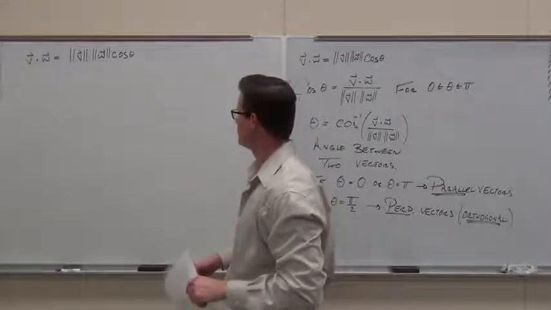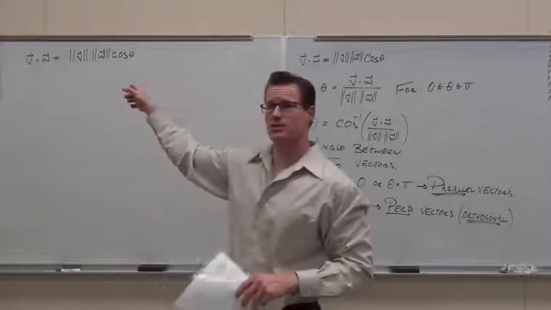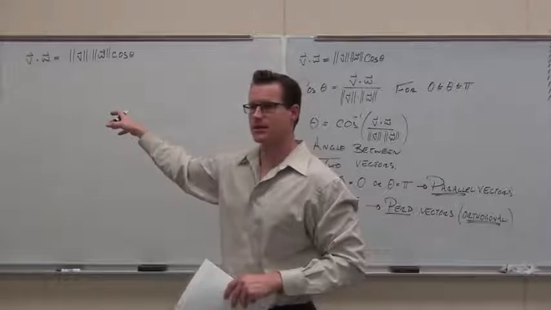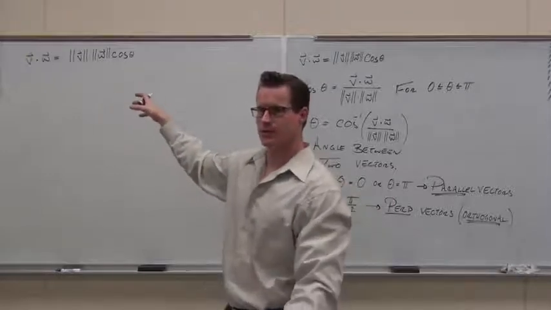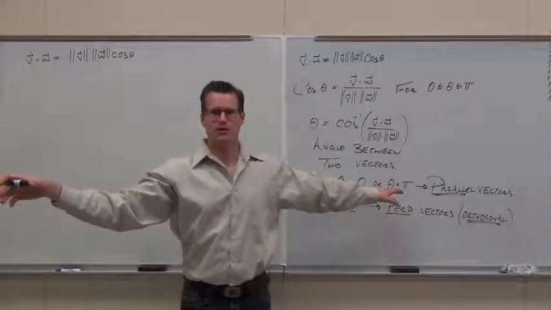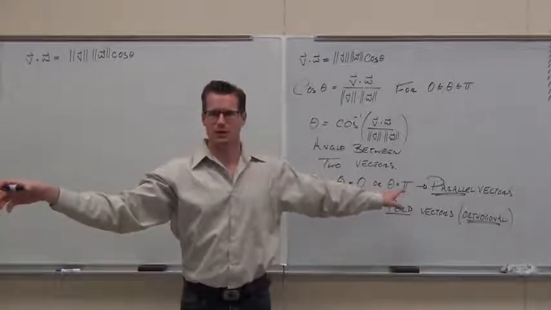So, you believe that, right? Because it was like halfway through our proof. I proved it. It was there. Now, let's take this and run with it. If two vectors are perpendicular, orthogonal, normal, the angle between them will be pi over 2. Are you with me? Yes.